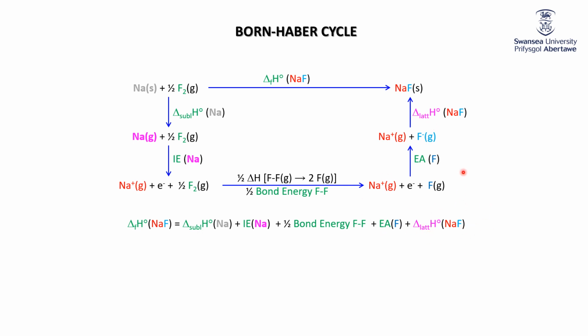We're after the lattice energy, so we'll rearrange the equation so it just becomes exactly the same as what we saw in the previous slide. The lattice energy is the heat of formation minus the heat of sublimation minus the ionization energy minus half the bond energy minus the electron affinity.